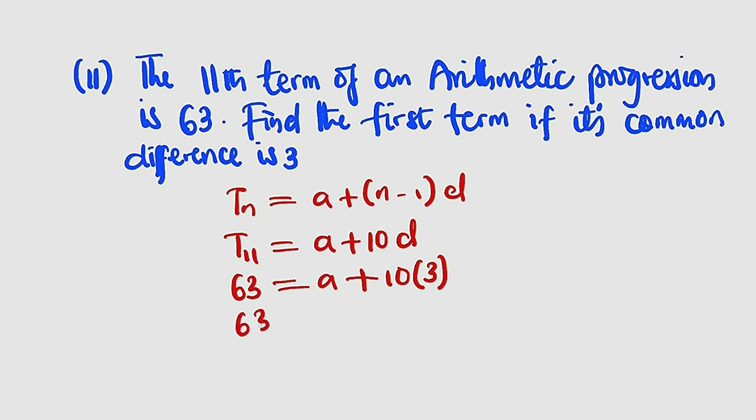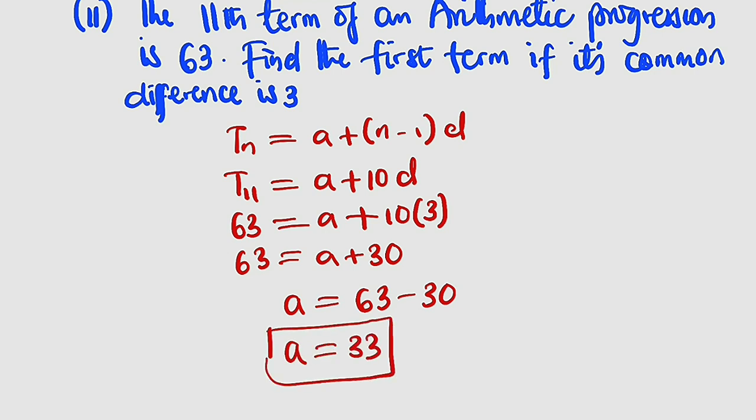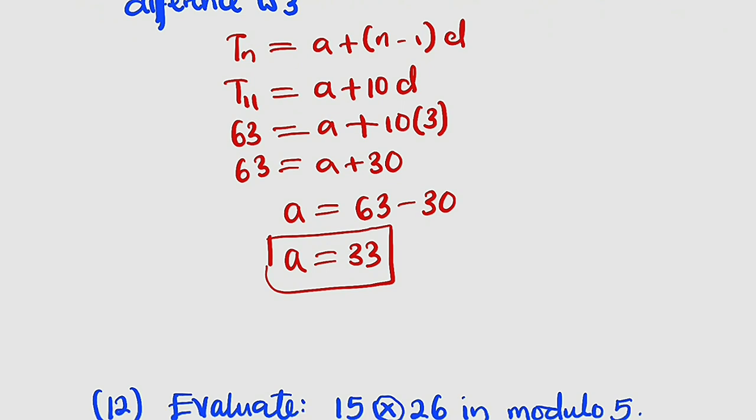So we have that 63 is equal to a plus 30. And to find the value of a, we subtract 30 from both sides. So we have 63 minus 30. And 63 minus 30 is equal to 33. And hence, the first term of this arithmetic sequence is equal to 33. Now let us move on to question number 12.